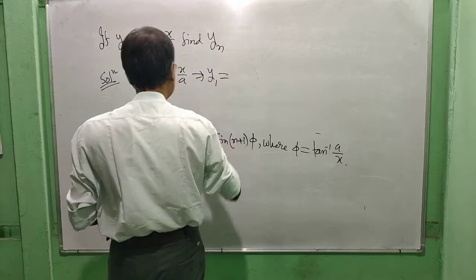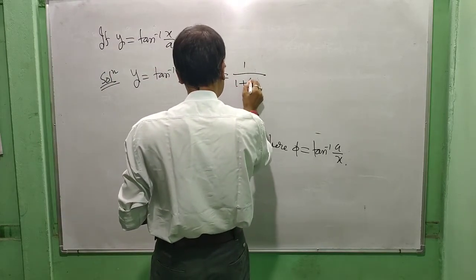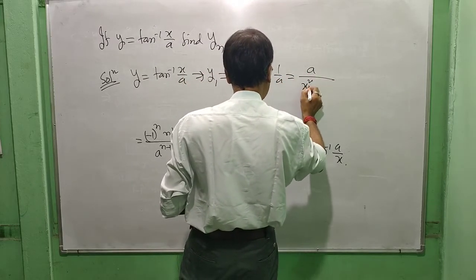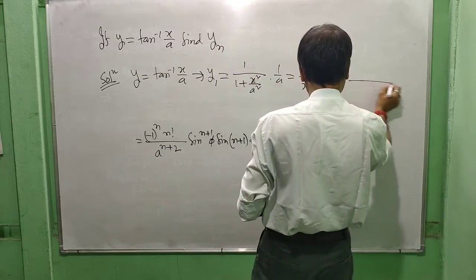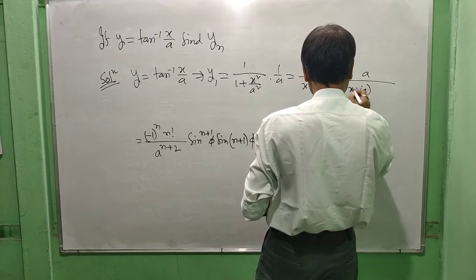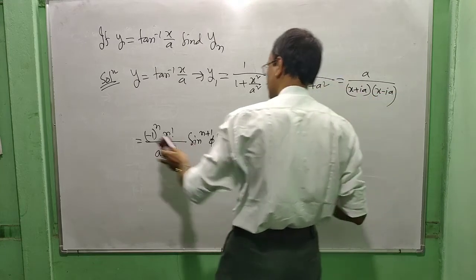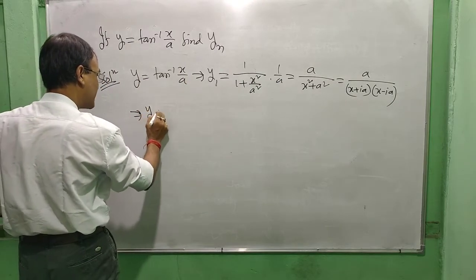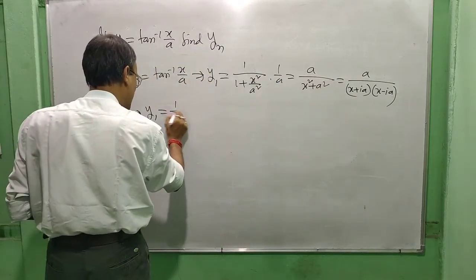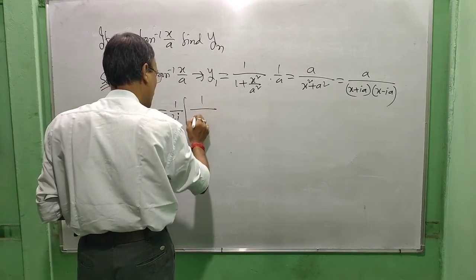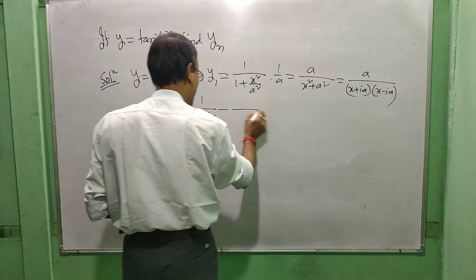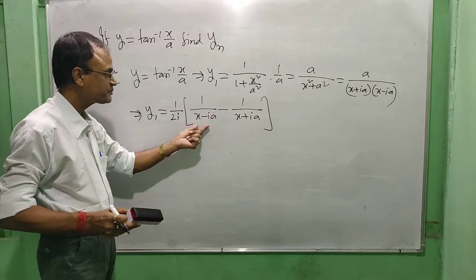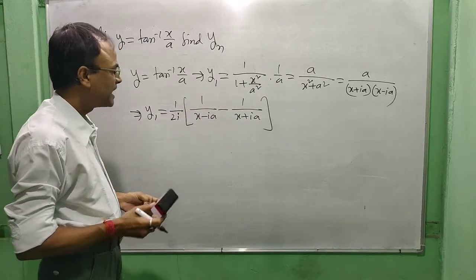This means y1, differentiating with respect to x, you will get this into 1 by a. This is equal to a divided by x square plus a square, which can be written as a divided by x plus ia into x minus ia. This means y1 is equal to 1 by twice i, 1 by x minus ia minus 1 by x plus ia. I can write like this.